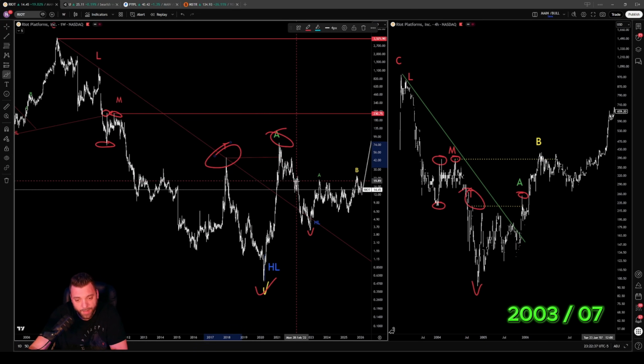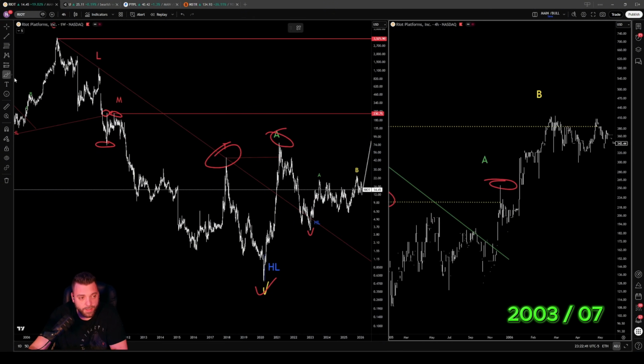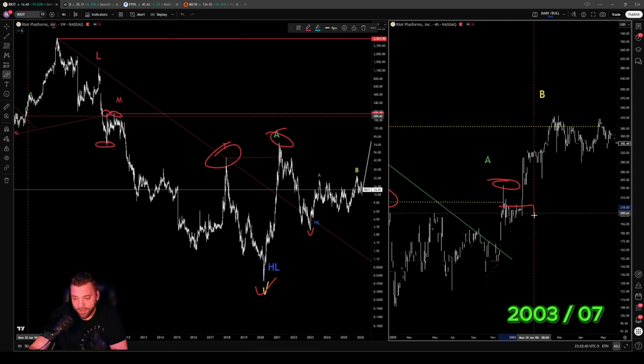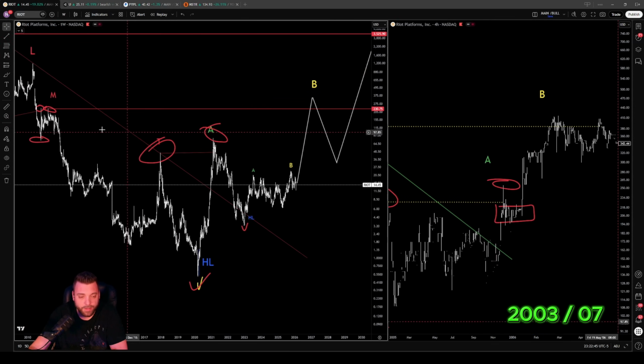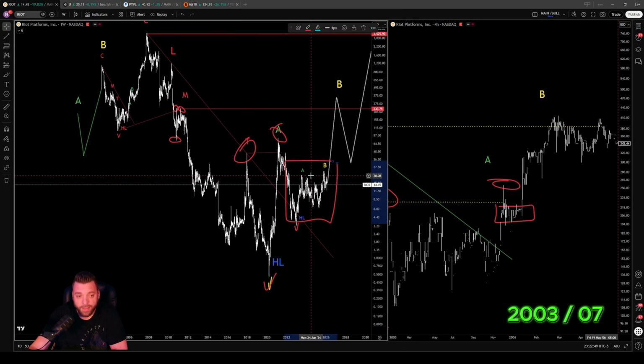And then you make this pullback. The same what you did here. You make this pullback and go sideways. Same as here. Pullback and go sideways. And now the important part.